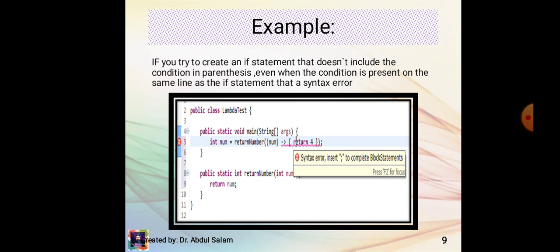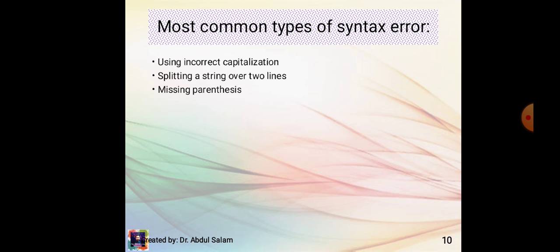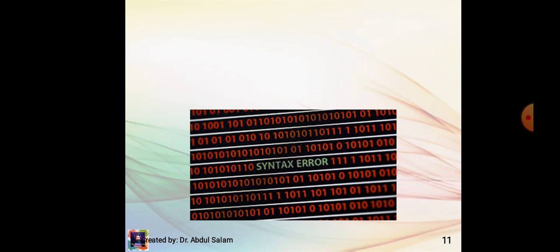Here is an example. If you try to create an if statement that does not include the condition in parentheses, even when the condition is present on the same line as the if statement, that is a syntax error. Most common types of syntax error: using incorrect capitalization, splitting a string over two lines, missing parentheses, forgetting to import a class, missing curly braces, forgetting the class or object name as part of a method call.